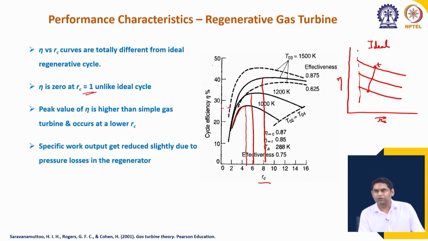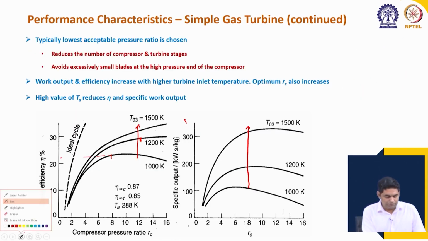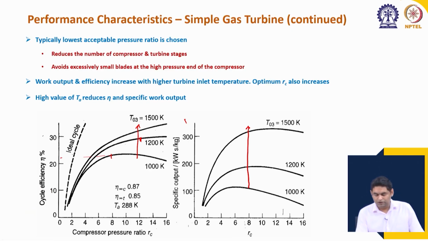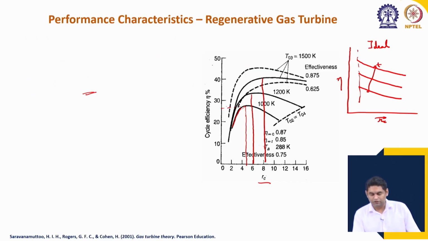Specific work output, although we have not shown here, its behavior is exactly similar to the simple gas turbine. The only difference is that because of pressure losses in the regenerator, the work output gets slightly decreased. So, the work output will be like this. This will be T03. So, it will be slightly lower than the simple Brayton cycle. Remember that for the ideal cycle it was exactly the same as the simple Brayton cycle. Here it is slightly lower, and this is only because of the pressure losses in the regenerator.